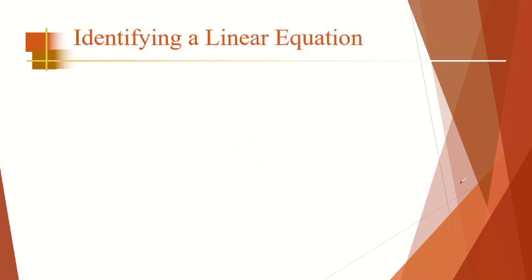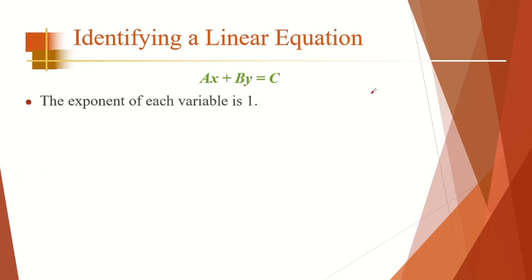So in identifying a linear equation, the first classification is, of course, the equation itself. So we have ax plus by equals c. The exponent of each variable is 1. So if you don't see any exponent raised on x or on any variable, in the algebraic rule, it means it is raised to 1. Even a raised to 1 or b raised to 1 itself. Of course, that's obvious.